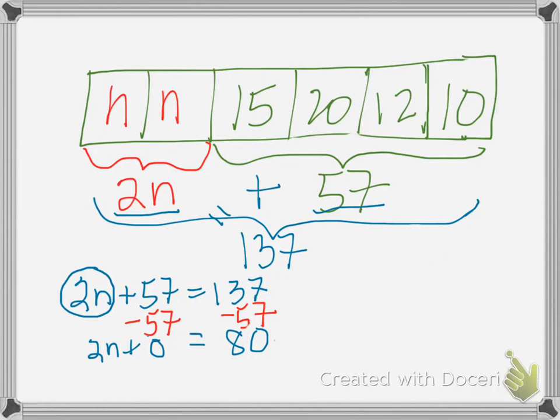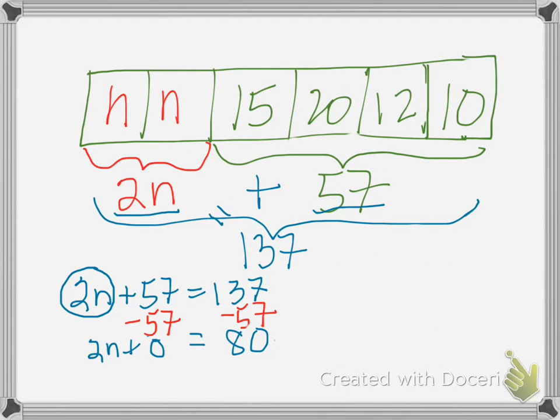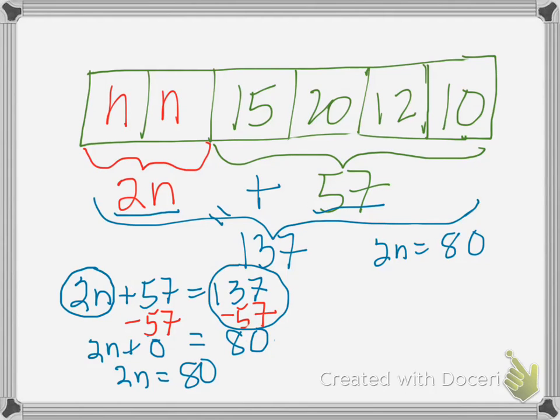And this looks very familiar, because you can see where we did that exact same thing right here. We took 137 and we subtracted away 57, just like we are doing in this area. So now I have 2n equals 80. I'll just bring that back up here. So 2n equals 80. So here's where I'm at this point.